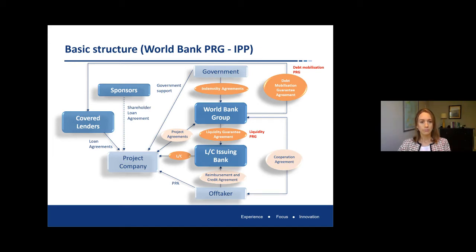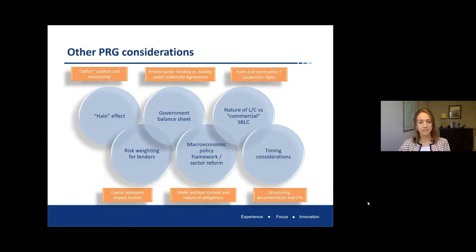So with that, I think we can move on to the next slide. As I say, we haven't been able to go into vast detail on the structure, but what we thought it would be helpful to do towards the end of today's session is instead to talk a little about the wider considerations that you might want to think about if contemplating using a PRG for a project or transaction.